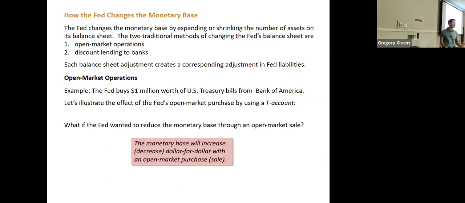Okay? So what we see here is that the monetary base, this is the big result, will increase or decrease dollar for dollar with an open market purchase or a sale. If the Fed wants to expand the monetary base by $100 billion, all it has to do is sell $100 billion worth of Treasury securities into the private sector. If it wants to shrink the monetary base by $100 billion, it does the exact opposite. I'm sorry, it's the opposite of what I just said. The Fed buys Treasury securities to expand the monetary base. It sells Treasury securities to shrink the monetary base. Question on the back row?